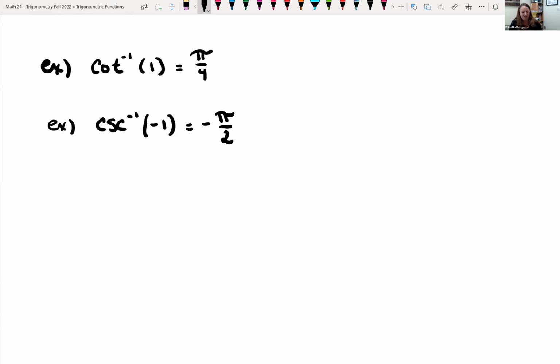Some of these questions you need to use a calculator. I probably won't have any of those types on a test, because a lot of the tests you're going to have to do without a calculator. But let's say that you did have one that wanted you to evaluate this for your homework with a calculator. So for example, if we had cosecant inverse of 5.